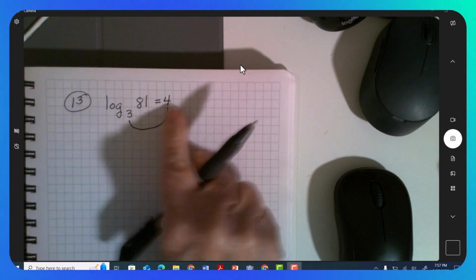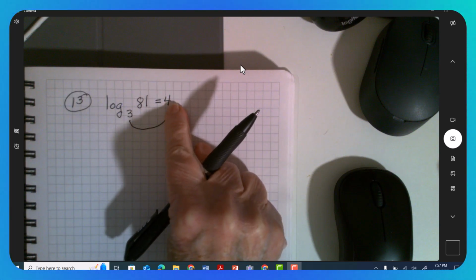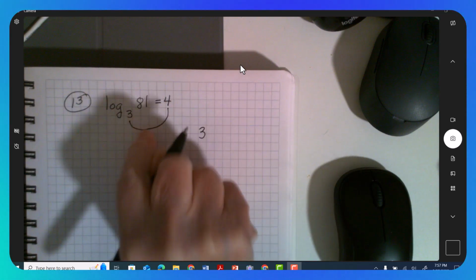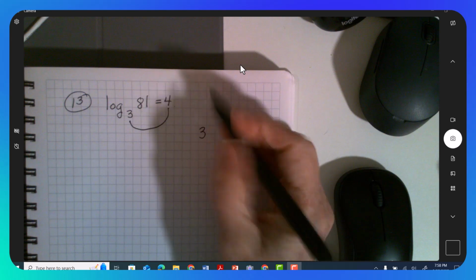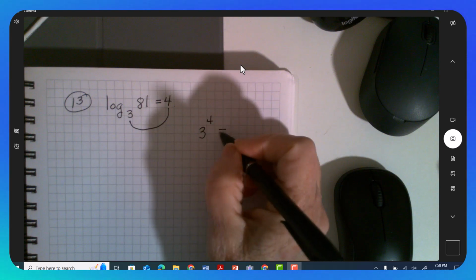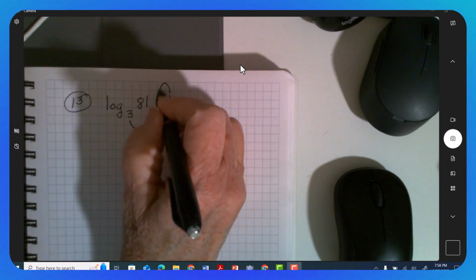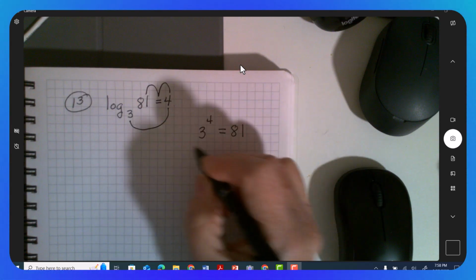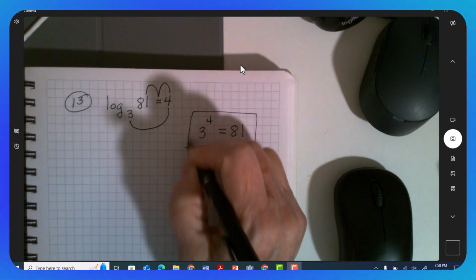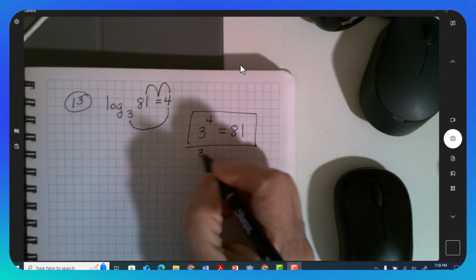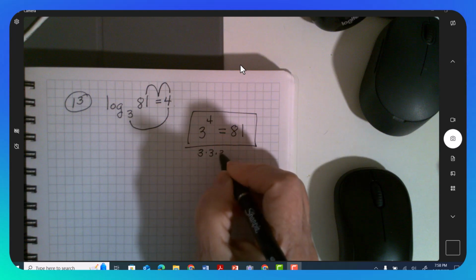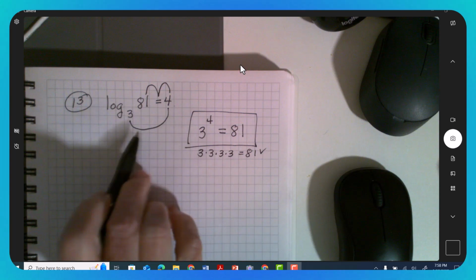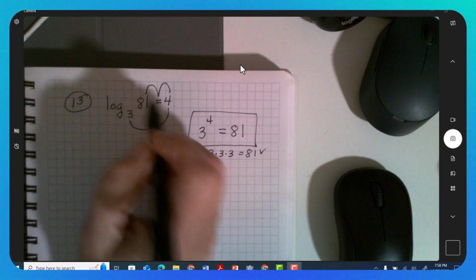In log form, this number on the right-hand side of the equal sign is always your exponent. So we'll start with the base 3 raised to the 4th power equals 81. So now we have it in exponent form. What that means is 3 times 3 times 3 times 3 equals 81. That is a true statement, so I'm just double checking my work.